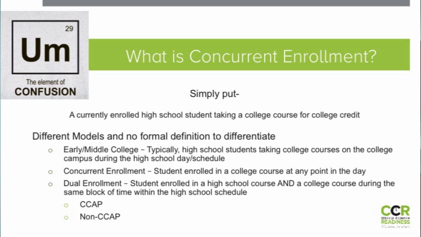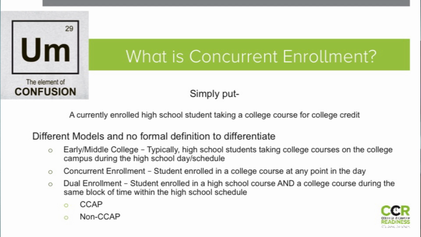Again, there is an element of confusion with this language here, because there is no formal definition that differentiates concurrent from dual. So for our purposes today, we're going to say that concurrent enrollment is when a student takes a college course at any point in the day, and only the college course. They're not enrolled in a high school course as well as a college course.